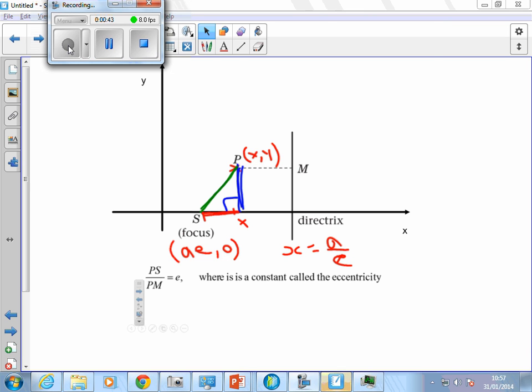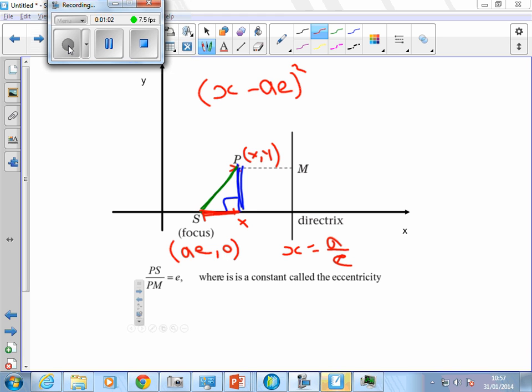So the red distance is x minus AE. If that was a point with coordinate x, then the red distance is x minus AE, squared, and the y distance is equal to y squared. So the y distance is y, so this is PS squared is equal to that.